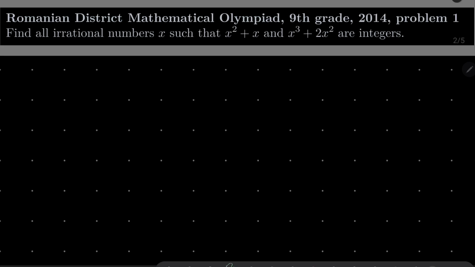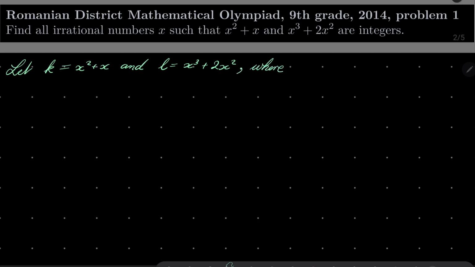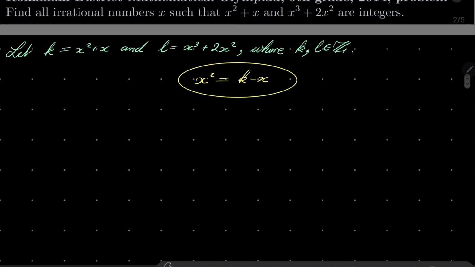Alright, so as I suggested, let k be equal to x squared plus x, and L equal to x cubed plus 2x squared, where k and L are some integers. From the first equation we derive that x squared equals k minus x. Now let's tackle the second equation.